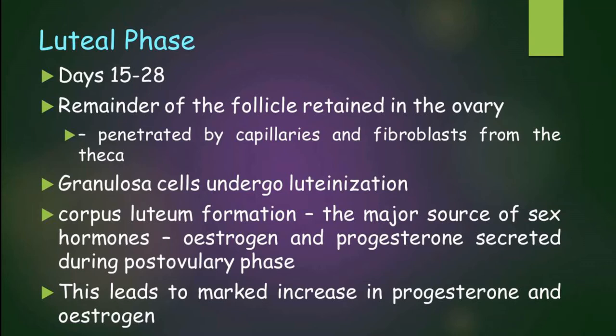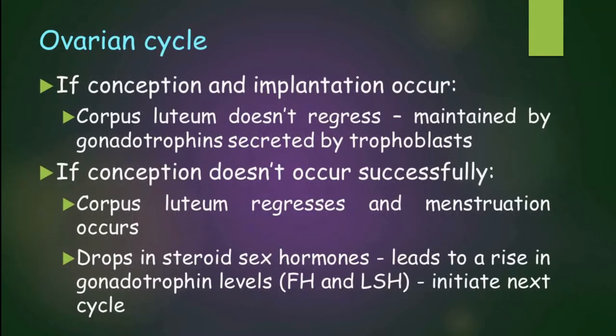The third and final phase is the luteal phase, from days 15 to 28, where the remainder of the follicle is retained inside the ovary, and it's penetrated by capillaries and fibroblasts from the theca, and it undergoes luteinization, forming the corpus luteum. The corpus luteum acts as a major source of sex hormones, that is estrogen and progesterone, which are secreted during the post-ovulatory phase. This leads to a marked increase in progesterone and estrogen concentrations.